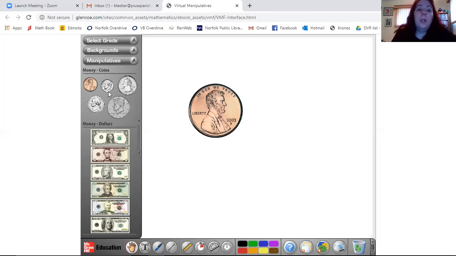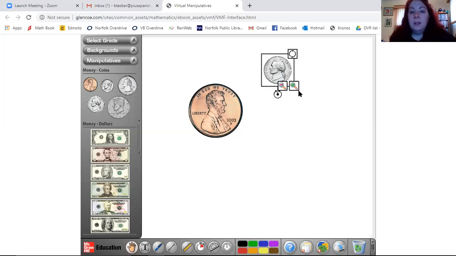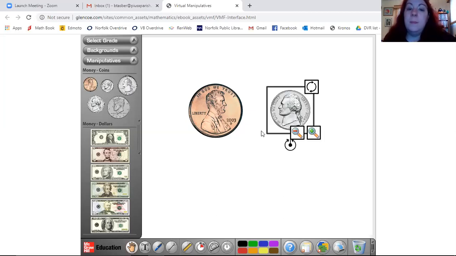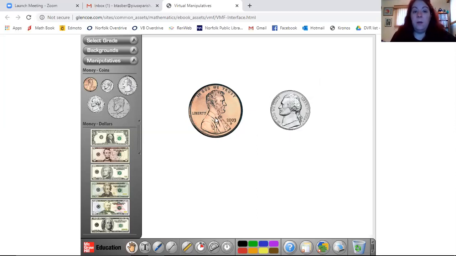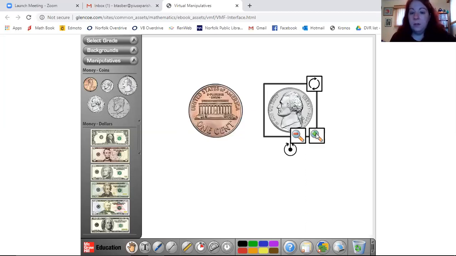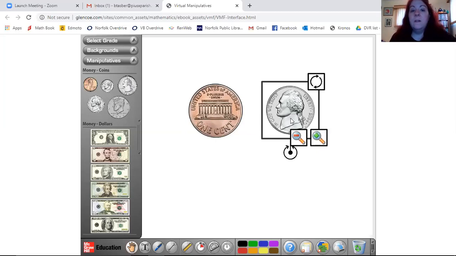Now, what do you notice about a penny versus, say, a nickel? Well, a penny is a different color than all of the other coins that you will see here. So what we're going to be working on today are pennies and nickels. Now, here's the front of a penny, and I'm going to flip it over. Here's the back of a penny. Here is a nickel. There's the front of a nickel, and here's the back of a nickel.